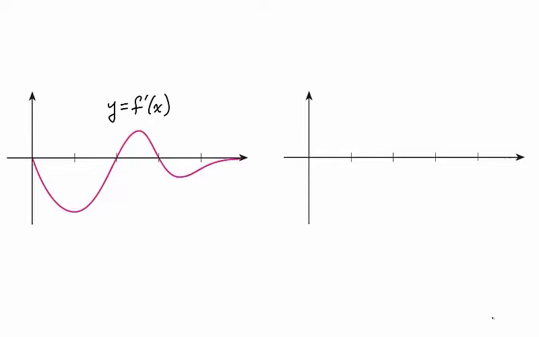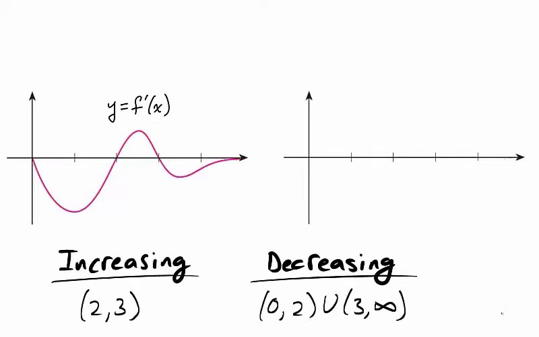We see that the roots of the derivative at x equals 2 and x equals 3 are where the function has a horizontal tangent line. These roots divide the domain into intervals, on which f is increasing or decreasing. As the derivative is positive between 2 and 3, the function is increasing on that interval. As the derivative is negative between 0 and 2, and then again after 3, the function is decreasing on these intervals.